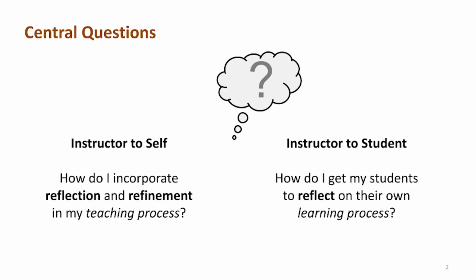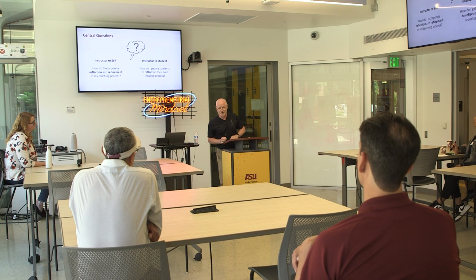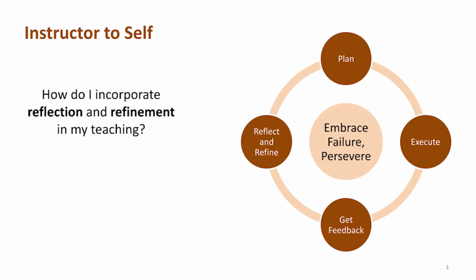There are at least 2 perspectives that are important to reflection in teaching and learning. The instructor to self perspective, which I summarize with the question, how do I incorporate reflection and refinement in my teaching process? And the instructor to student perspective, how do I get my students to reflect on their own learning process? These are not the same thing, but I'm going to talk about both. First, let's consider the instructor to self perspective.